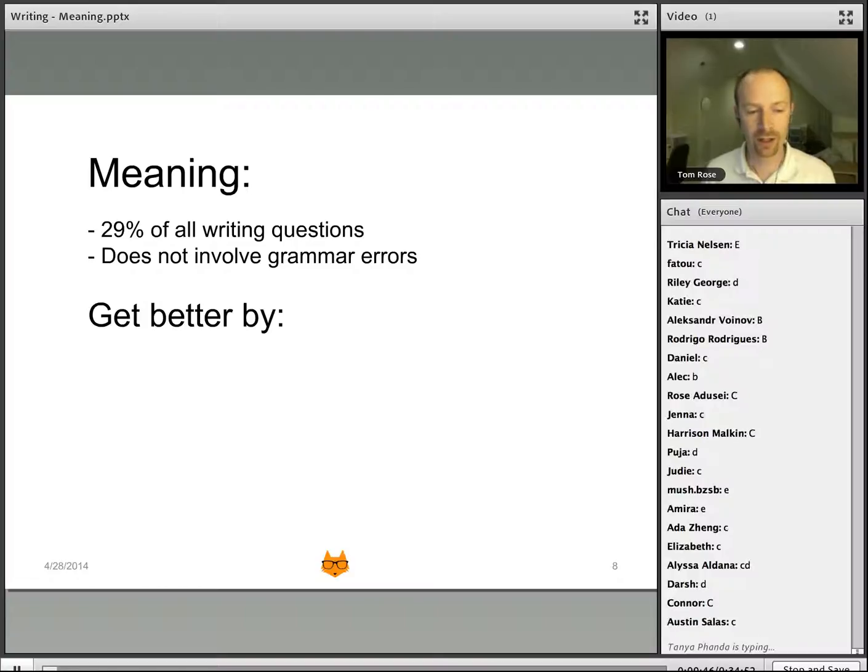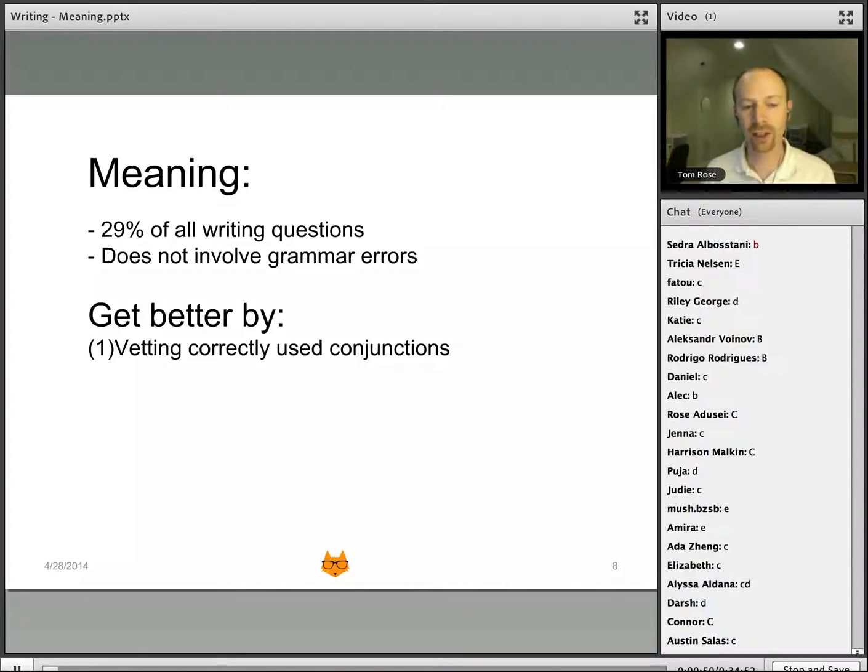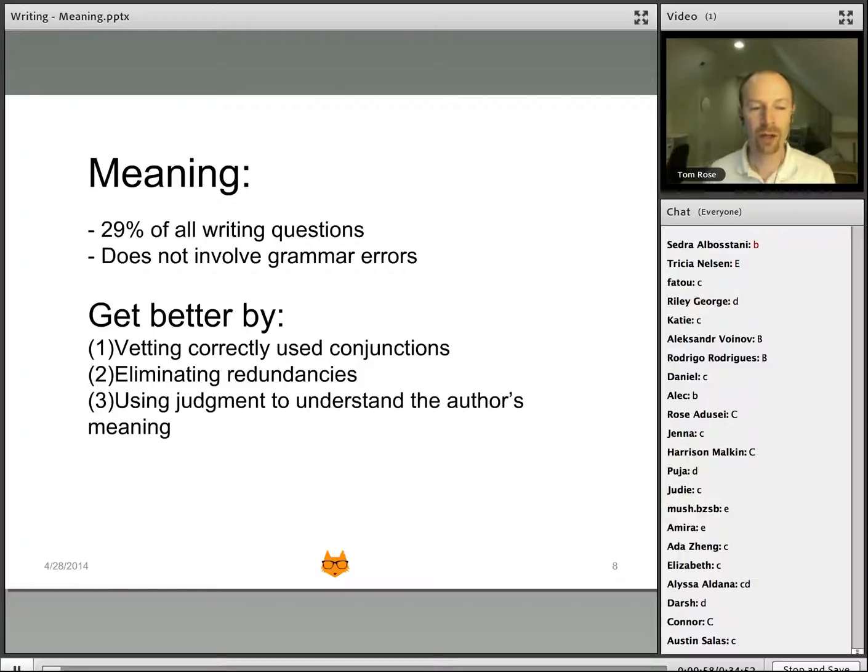How can you get better? The short of it is the following things. One, you get better by vetting correctly used conjunctions. Two, you get better by eliminating redundancies. And three, you can get better by using your judgment to understand the author's true meaning.